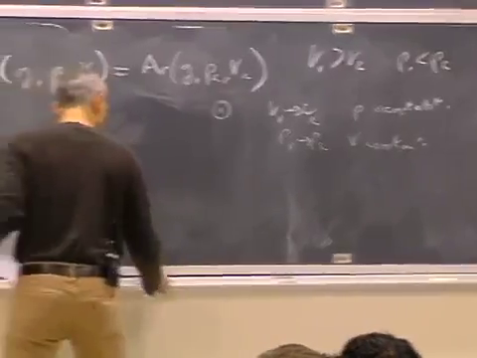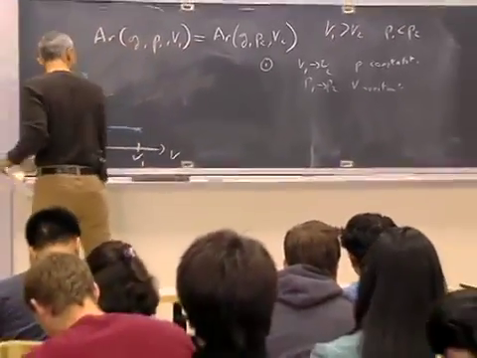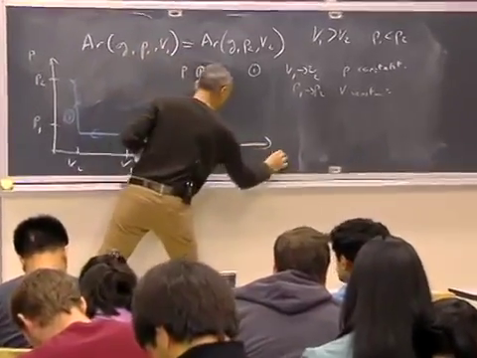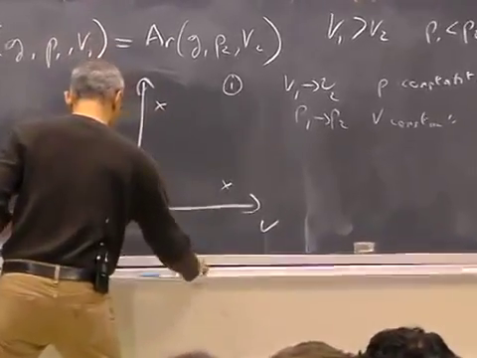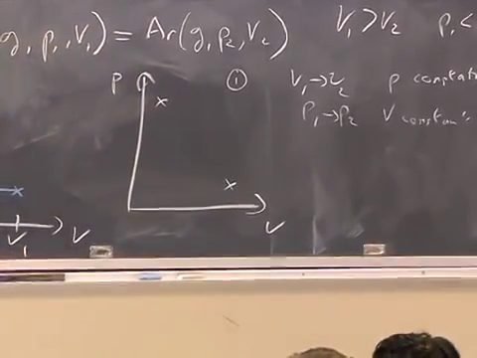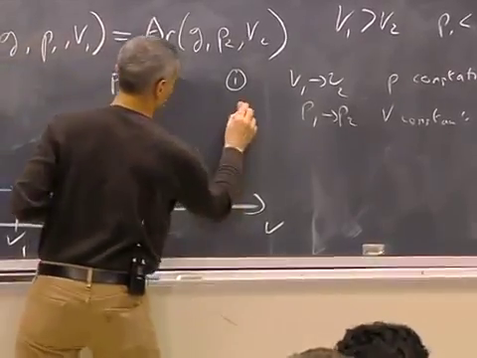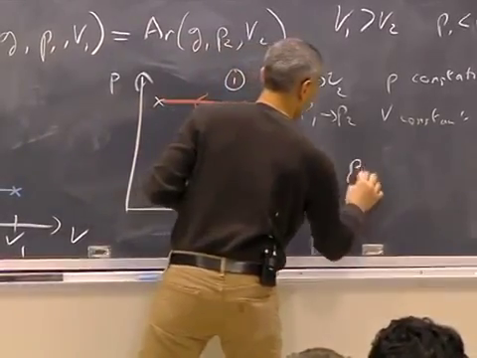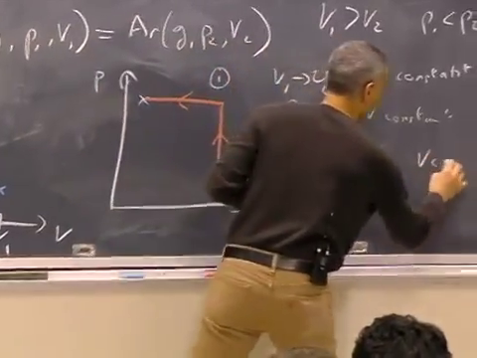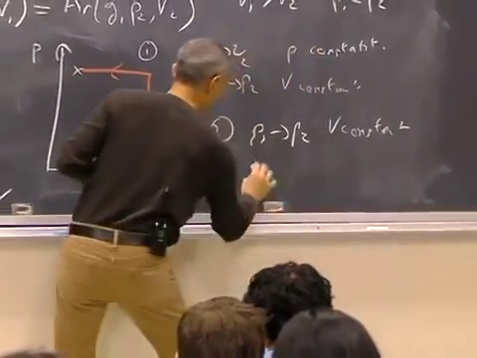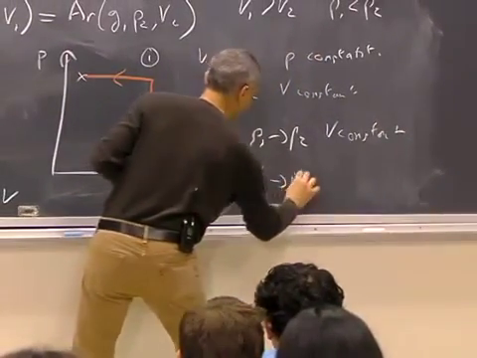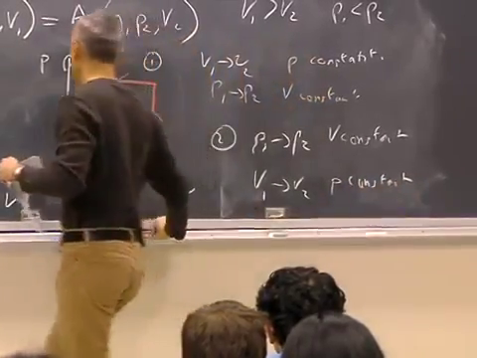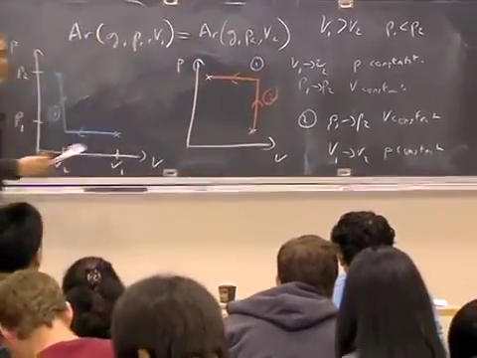You could also do a different path. Let me draw. PV, there's my initial state, my final state here. I could take, first I could change the pressure and then change the volume. Right, so the second process is you take P1 to P2, V constant, and then you take V1 to V2 with P constant. And this is path number 2. Both are perfectly fine paths.